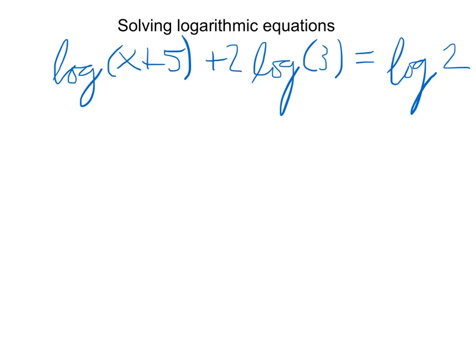Let's see how. Well, we're going to use the product property. The product property says that if I have the log of one thing plus the log of another, then I can combine them together. Oh, but first, before I do anything, I got to get rid of this 2. So let's do that.